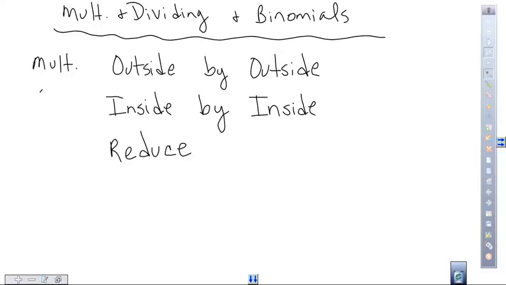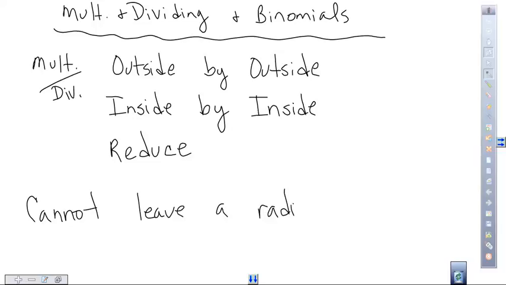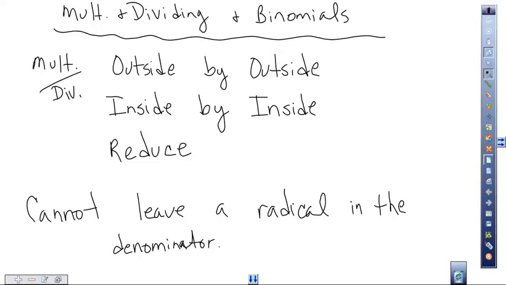It's actually the same rules for division. The only other rule that gets thrown in there with division is we need to remember you cannot leave a radical in a denominator. So if we are ever left with a square root or a cube root in the denominator, then we have to make sure that we rationalize the denominator. Cannot leave a radical in the denominator. This is one of the big things that we want to remember. Alright, so we can rationalize that denominator if we end up with a situation like that. So let's look at a couple of example problems that you might run into.